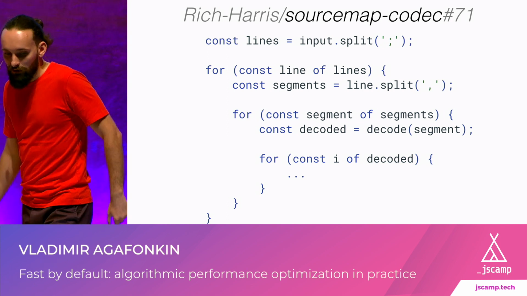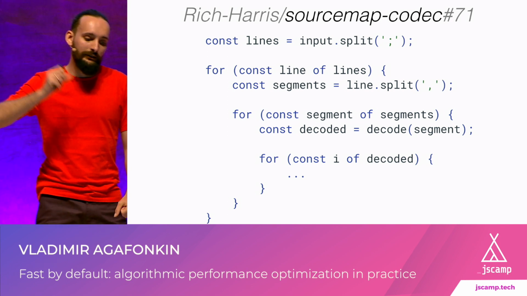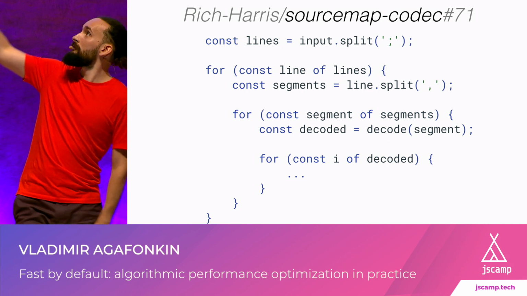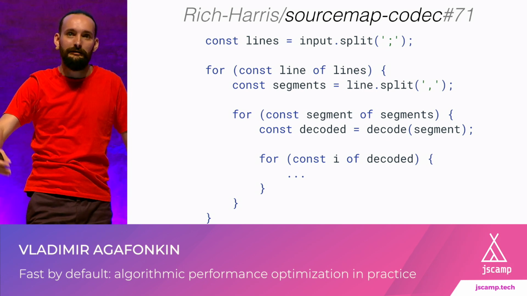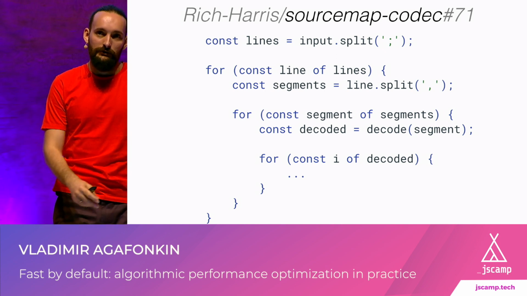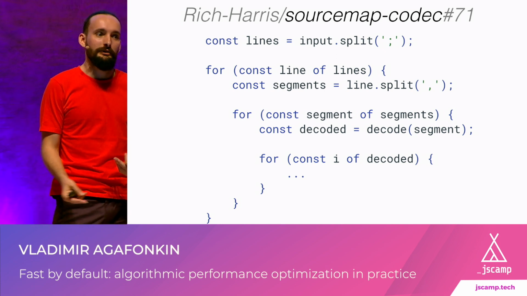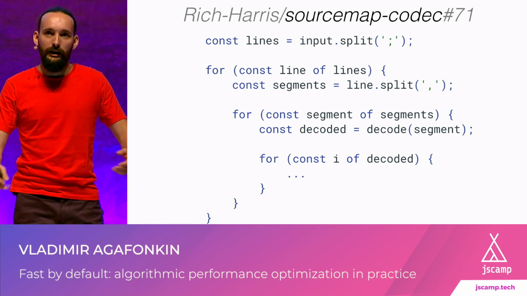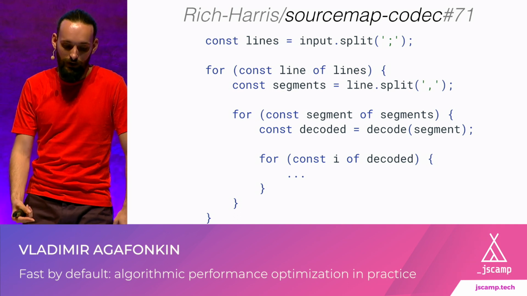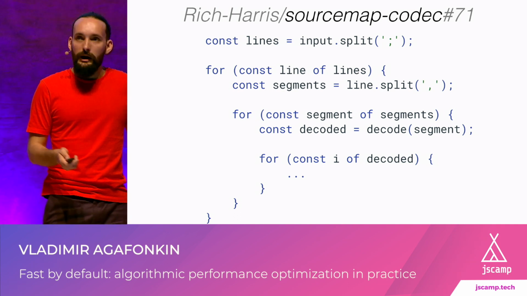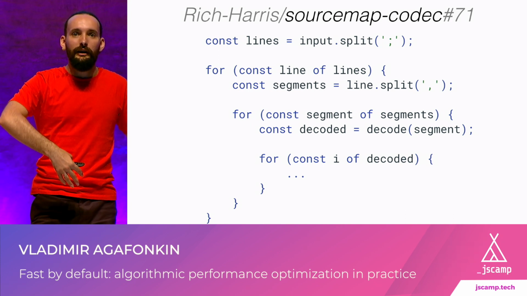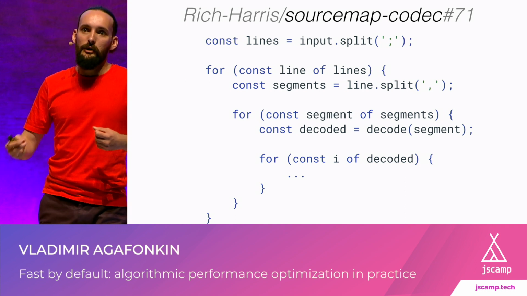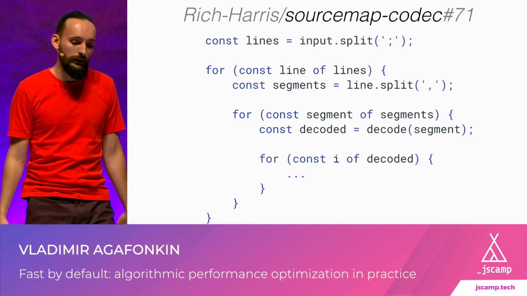Another practical example, and I forgot to mention that for every practical example, at the top you can see the exact GitHub URL of a pull request that I made to do this optimization. So when you watch the slides afterwards, you can go and look at GitHub at the exact changes that I made. Source map codec is another dependency of Rollup that does the encoding and decoding of source maps from string to an object and backwards.